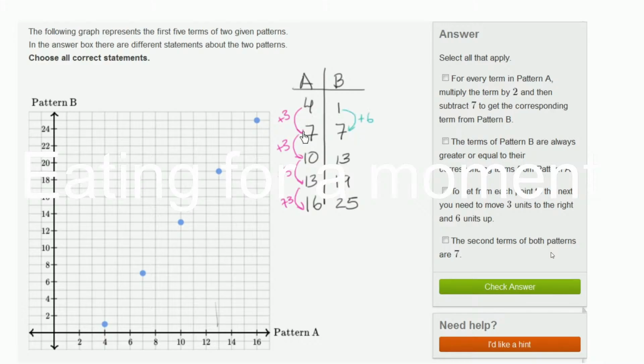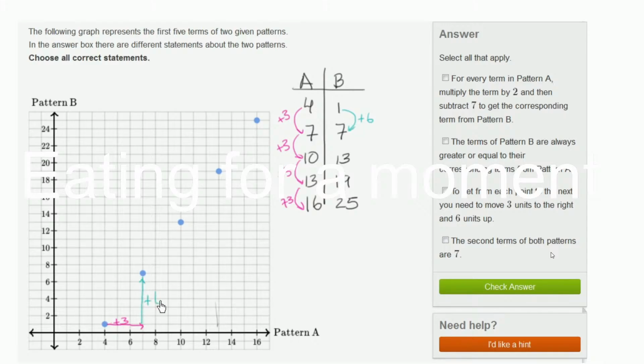When pattern A increases by 3, and we're moving in the horizontal direction, based on the fact that pattern A is represented on the horizontal axis, we're going to move up 6 in the vertical axis, and we see that here. Pattern A increases by 3 from one term to the next, and when that increased by 3, pattern B increased by 6 from one term to the next.